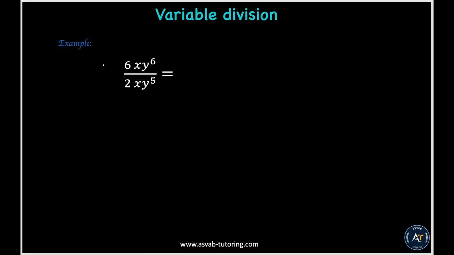So now we'll learn how to divide algebraic expression, right? If you want to divide algebraic expression, you need to keep that in mind. For the multiplication, you need to add the exponent. For the division, you have to subtract the exponent. So 6 divided by 2 is 3. You see on both sides you have x and x, so you could cancel out x. Now you have the same variable, y and y, so you just need to subtract the exponent. So 6 minus 5 is just y.